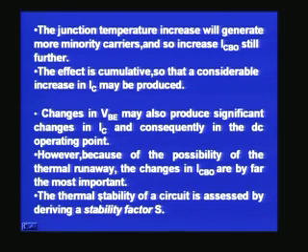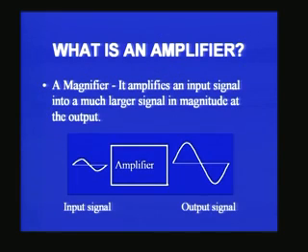Okay, so the thermal stability of a circuit is normally assessed by deriving a stability factor. I am not going into the details of the stability factor, but the stability factor is nothing but delta VBE by delta T or delta ICBO by delta T. So one can actually calculate the stability factor for different biasing schemes, and we can try to monitor and control that the transistor does not enter into a thermal runaway condition.